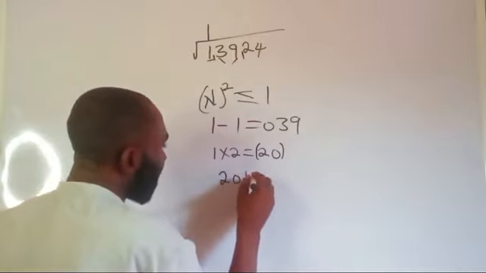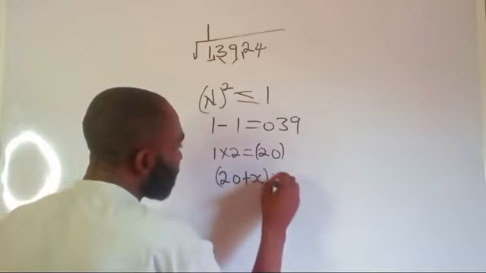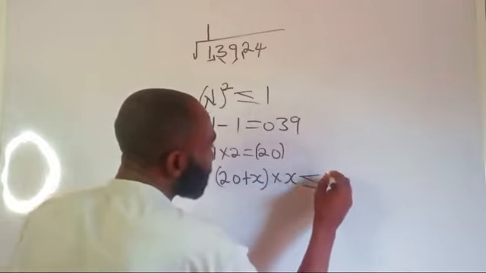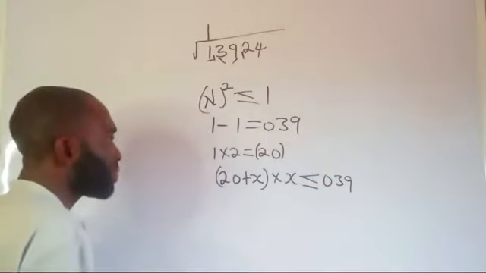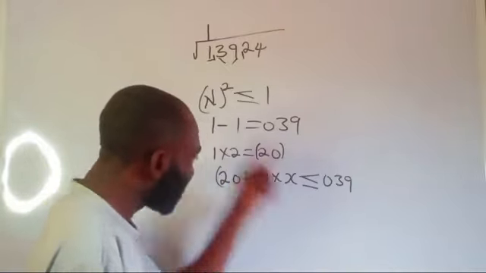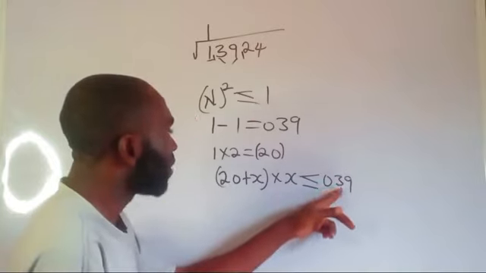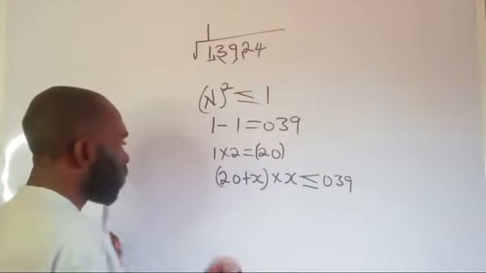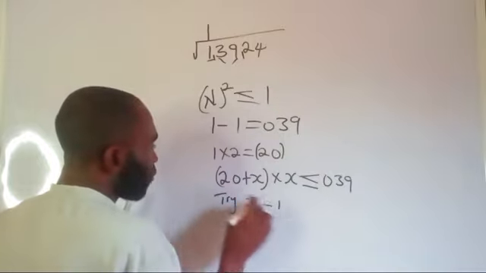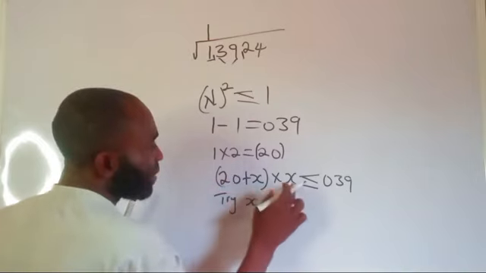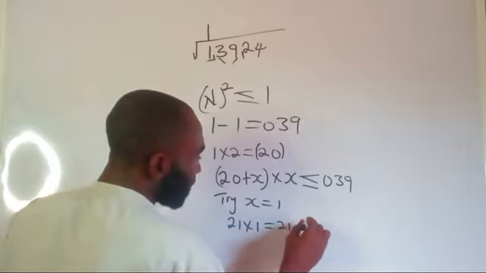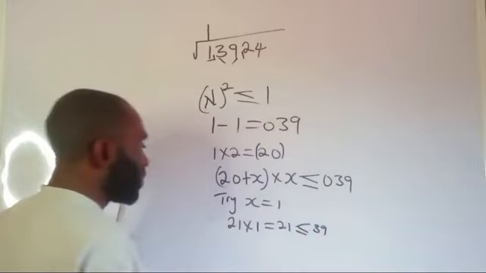So now, since we have this 20, think of that number that when you add it to 20 and you multiply it by the same number, the answer will be less than or equal to 39. So let's try 1. When x is equal to 1, 1 plus 20 is 21. So that is 21 times 1. That will give us 21. Is it less than or equal to 39? Yes, the condition has been satisfied.